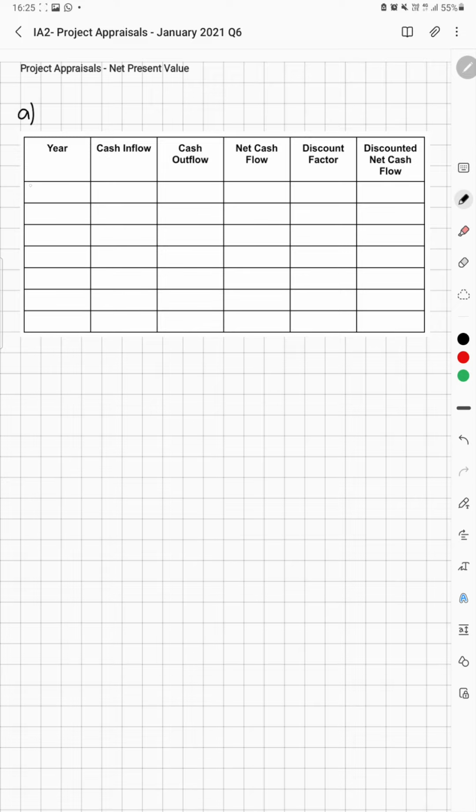Okay, so you start with year 0, then year 1, year 2, year 3, year 4, and year 5, because they ask you for 5 years. After 5 years, what is the net present value of this project?